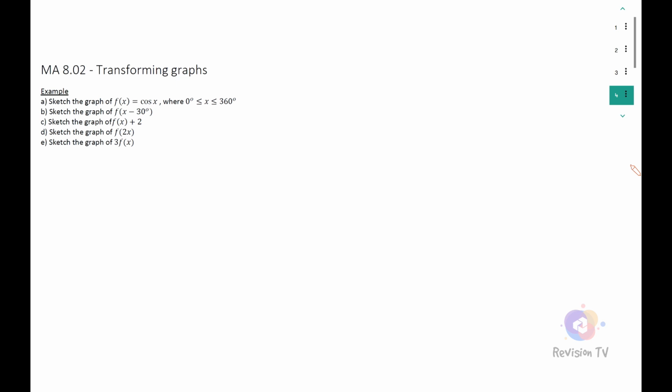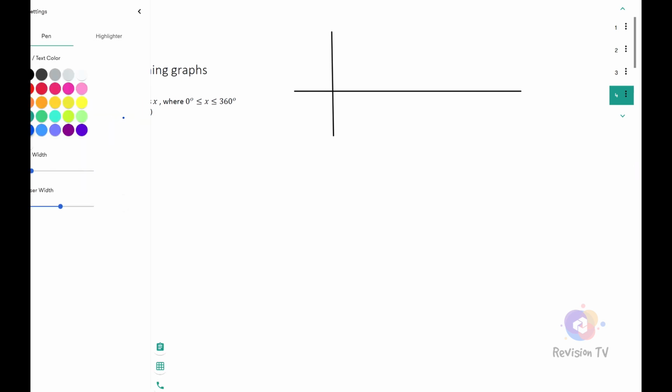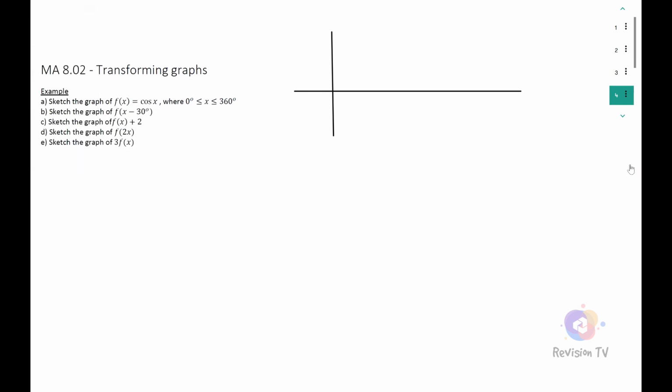Okay, right, so example A, sketch a graph of f of x equals cos x, where x is between 0 and 360 degrees. So first of all, we draw a pair of axes. Next, if you don't remember what it is, you can remember it by the special values for cos or cosine. Cos 0 is 1, so that means when x is 0 degrees, we start from 1. And if you remember, cosine has a range of values between -1 and 1. So that means 1 is the highest point. So we start from here.